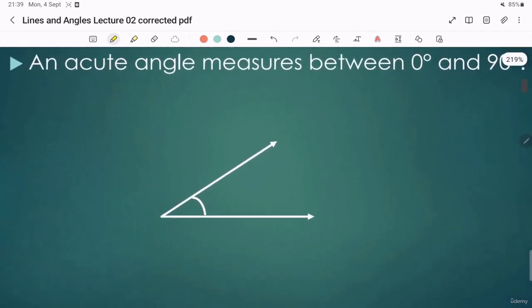See, these are two rays. This is the endpoint of this ray, and this is the endpoint of this ray also. So these rays have a common endpoint, and one ray is like this and another ray is originating like this. So these two rays are forming an angle. This is an angle. This is one ray, this is another ray, and they are making an angle.